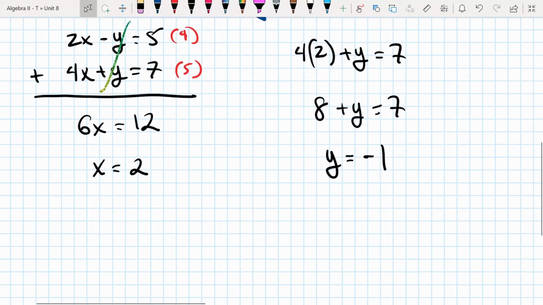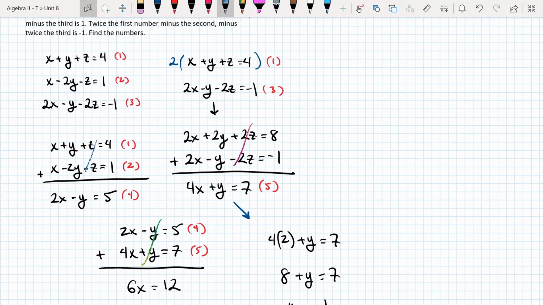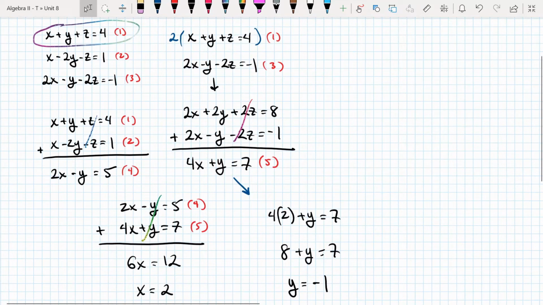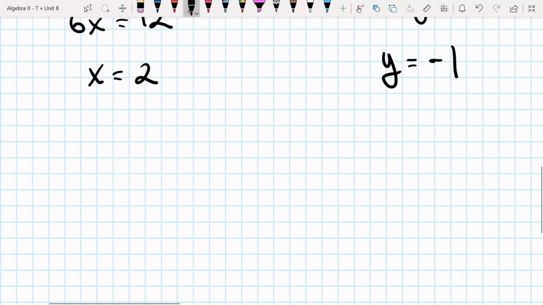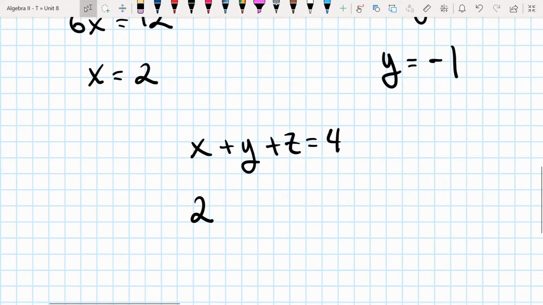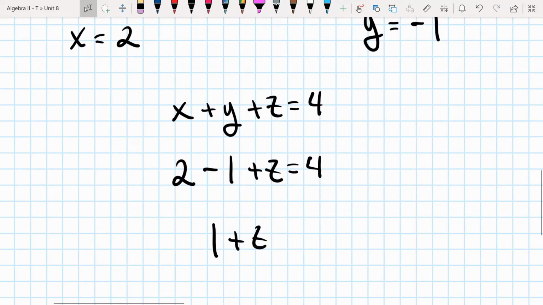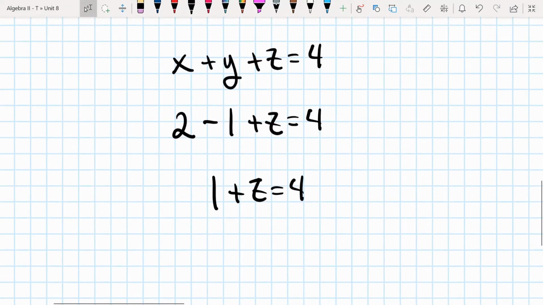And let's use the original first equation up here. That one looks like it's the most simple to work with. So x plus y plus z is equal to 4. The sum of three numbers is 4. If we know one of the numbers, x is 2, the second number is minus 1, plus z is equal to 4. Now we just have a simple linear equation that we can use to solve for z. So 1 plus z equals 4. So the z value in this case is 3.